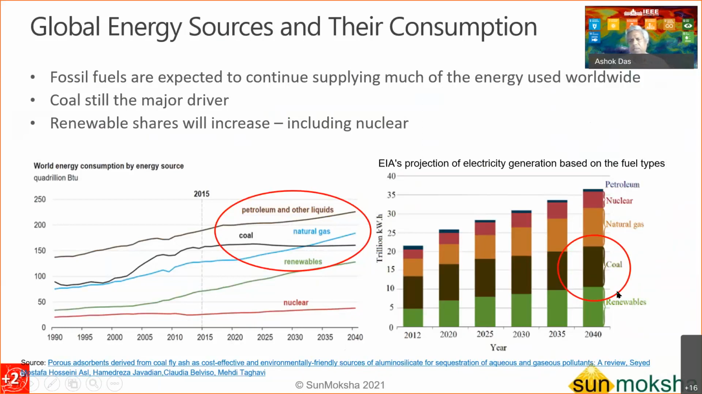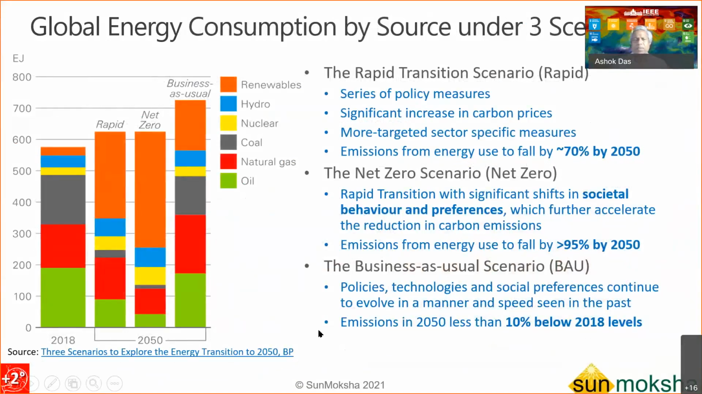So still about 33% will be coal. We are not going to be getting rid of coal yet, and it's not possible yet. These are the three scenarios: if we do a rapid transition, we can achieve this. If we aim for net zero, then we can go very high. Net zero is rapid plus societal behavior change. This is very important. I will explain in the next few slides why societal behavior change is so key. And then, of course, business as usual, we are not going to make it, period.